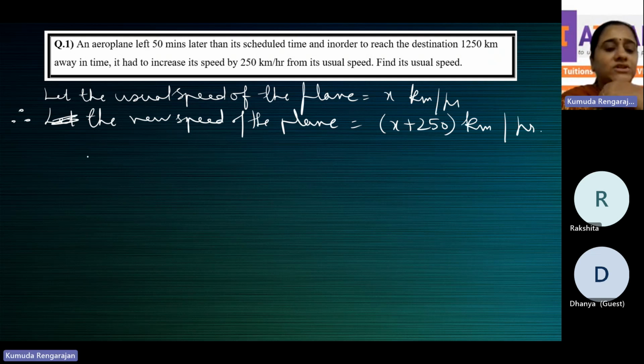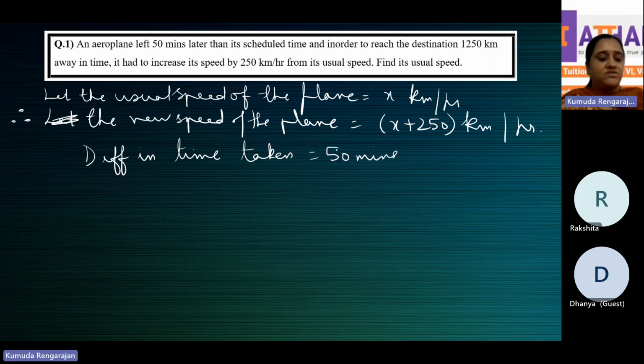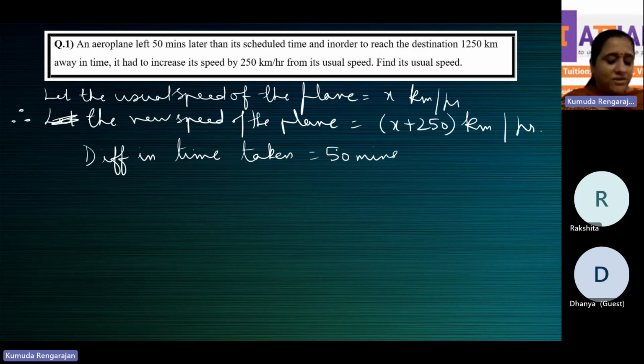Now what is the equation we constructed? Difference in time taken is equal to 50 minutes. Now, how do you find time? Time is distance by speed. Just a minute.